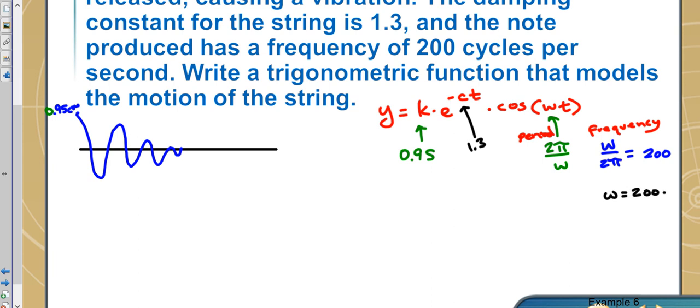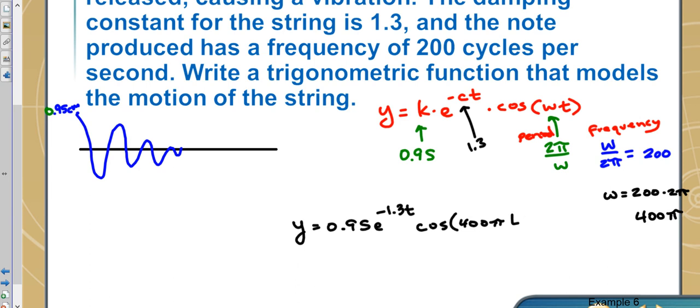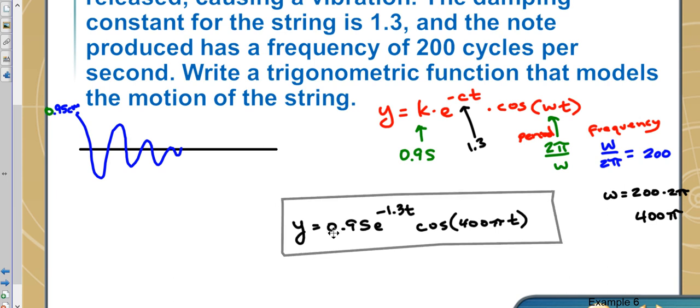So omega would equal 200 times 2 pi, which is 400 pi. So we have actually already arrived at our solution. It would be y equals 0.95 e to the power of negative 1.3 t times the cosine of 400 pi t, where t refers to time. And that's your value.